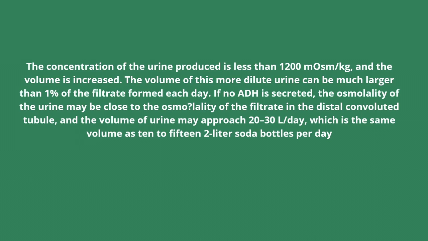The volume of this more diluted urine can be much larger than 1% of the filtrate formed each day. If no ADH is secreted, the osmolality of the urine may be close to the osmolality of the filtrate in the distal convoluted tubules, and the volume of urine may approach 20 to 30 liters a day, which is the same volume as 10 to 15 two-liter soda bottles per day.